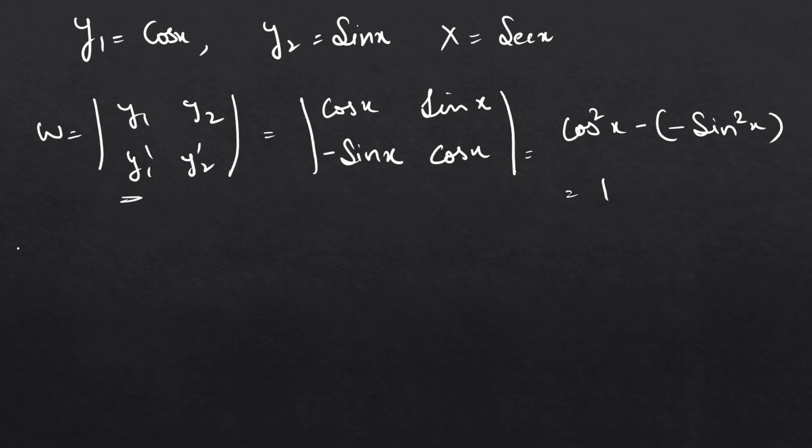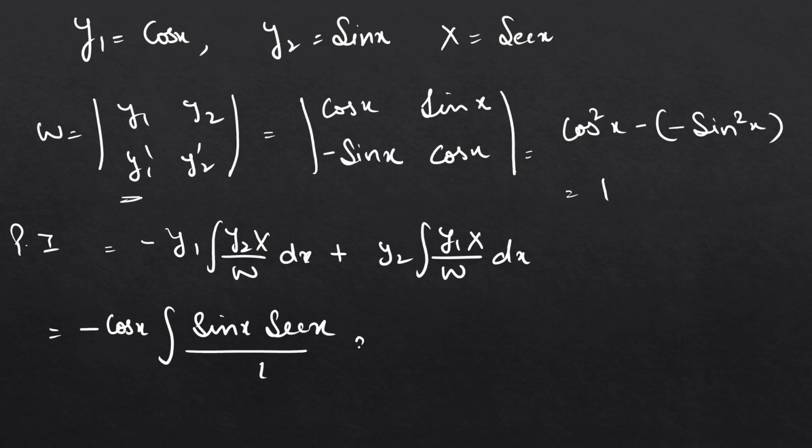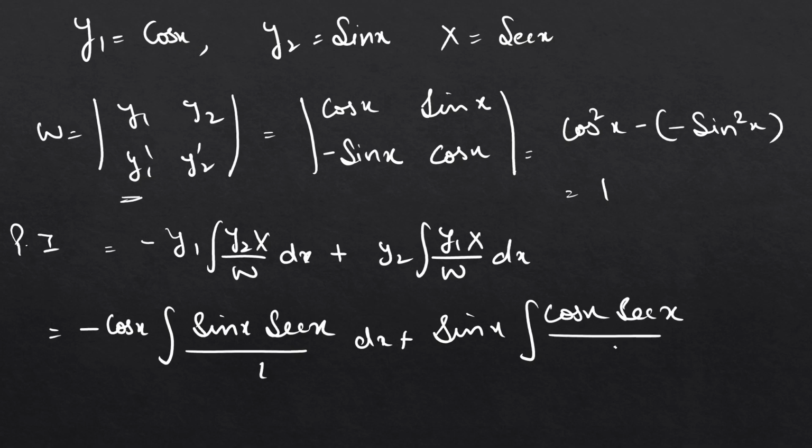So what is the particular integral? The particular integral for y can be taken as minus y1 integration of y2 into X divided by W dx, plus y2 integration of y1 into X divided by W dx. Now we know that y1 is cos x, so minus cos x integration of sin x, X is secant x, divided by 1 dx, plus y2 is sin x, integration of cos x, secant x divided by 1 dx. Now we just have to solve this integration.